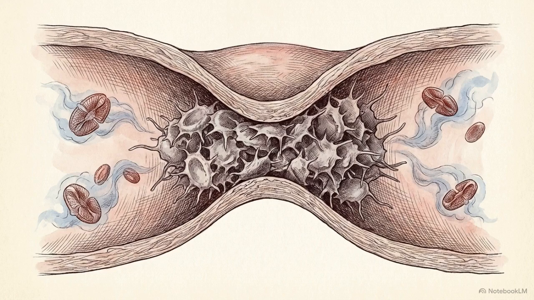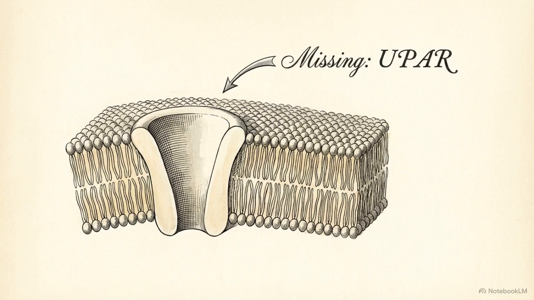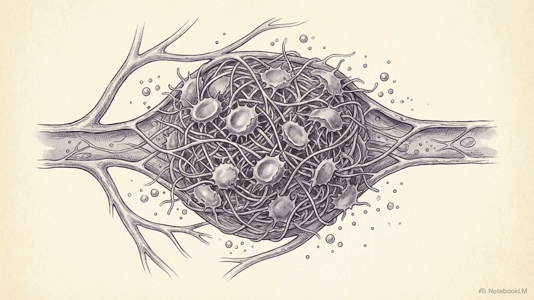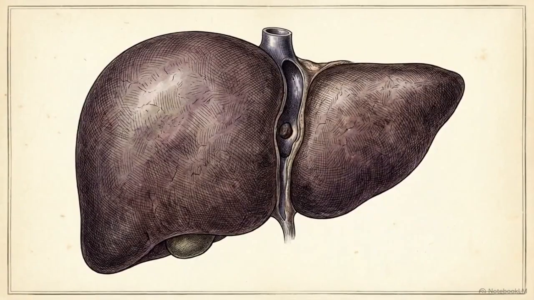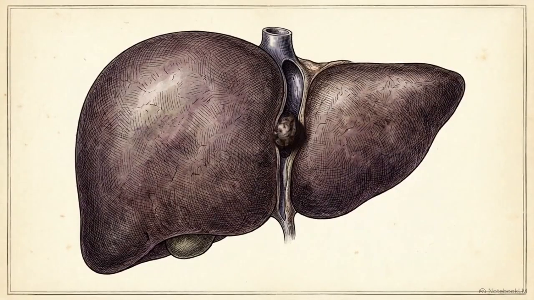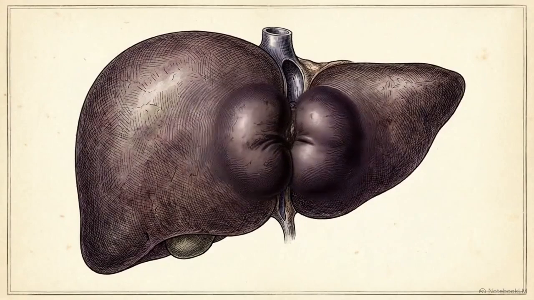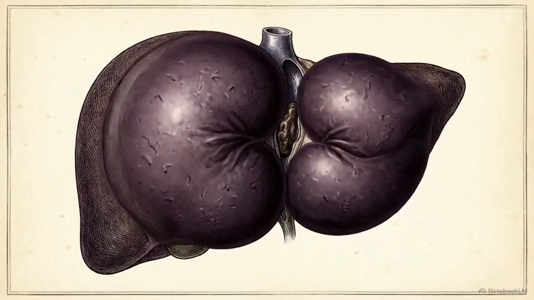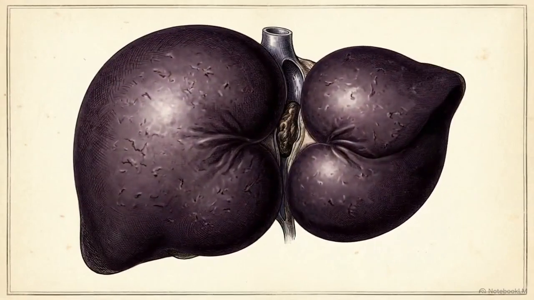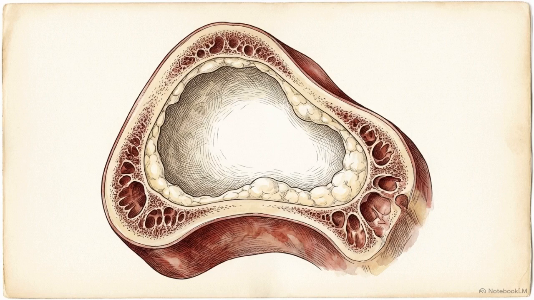constricting. The PIGA mutation also prevents the anchoring of the urokinase plasminogen activator receptor. Without this receptor on the cell surface, the body cannot effectively break down clots in the microvasculature. These mechanisms often result in Budd-Chiari syndrome, where a clot occludes the hepatic vein, leading to rapid liver engorgement, abdominal pain, and fluid buildup. PNH is rarely limited to the red blood cells.